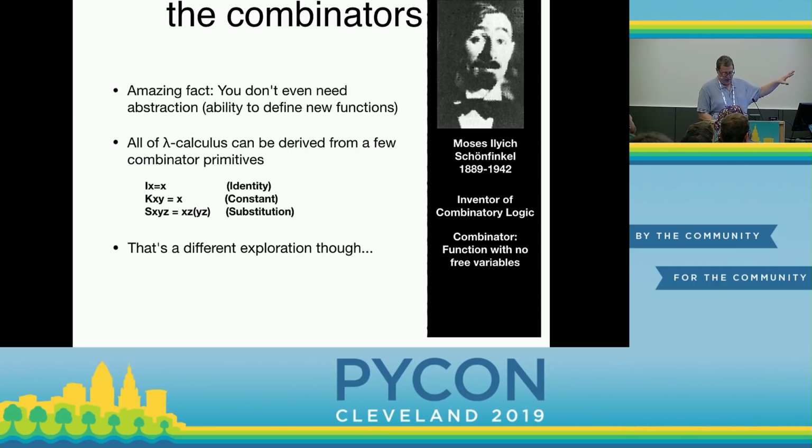It turns out that you can actually get rid of the requirement of defining new functions and derive all of lambda calculus from a few so-called combinator primitives. I'm not going to get into that here because I don't fully understand it yet. My head's already quite exploded on the previous stuff, but this is kind of an earlier thing.